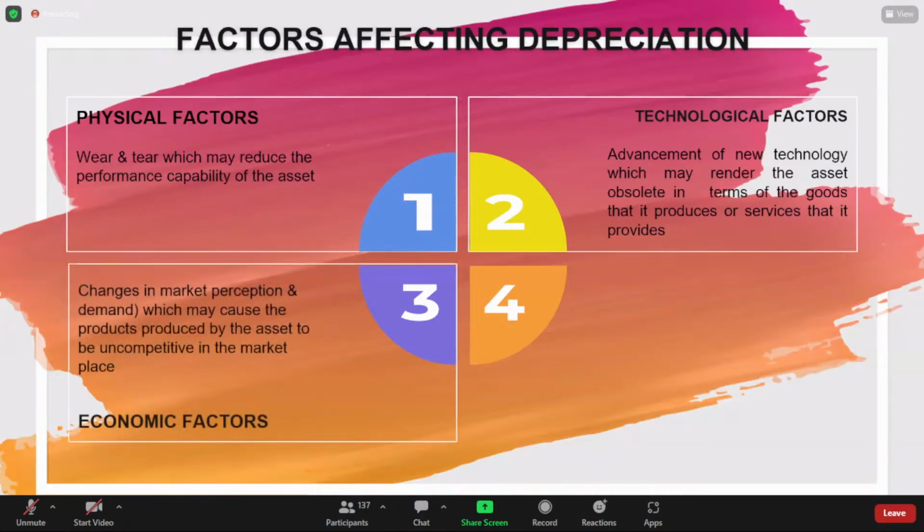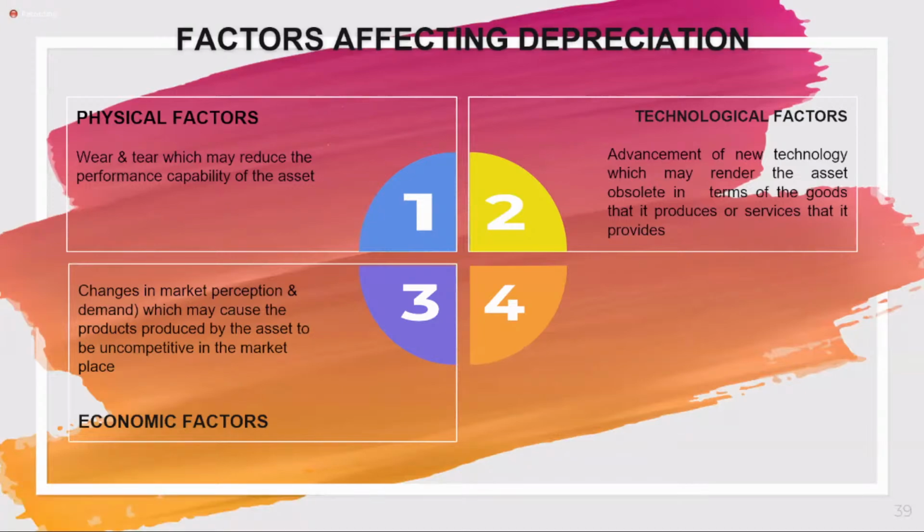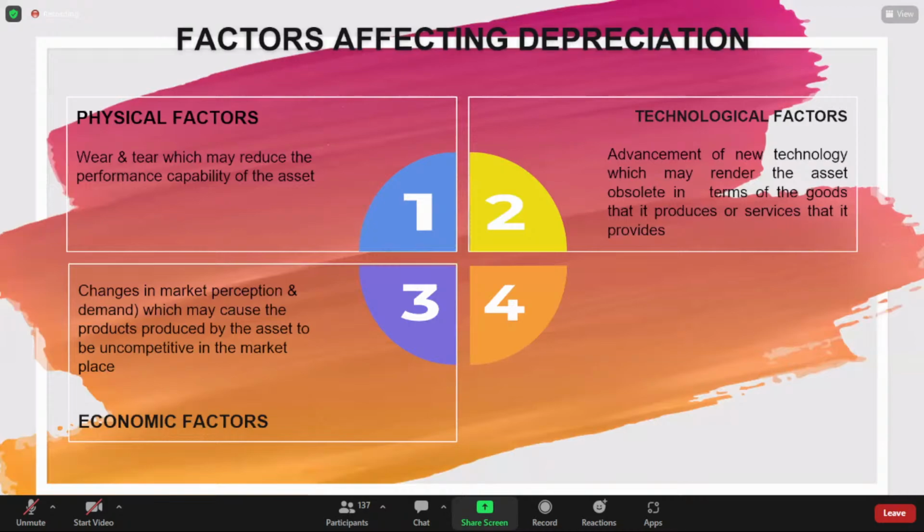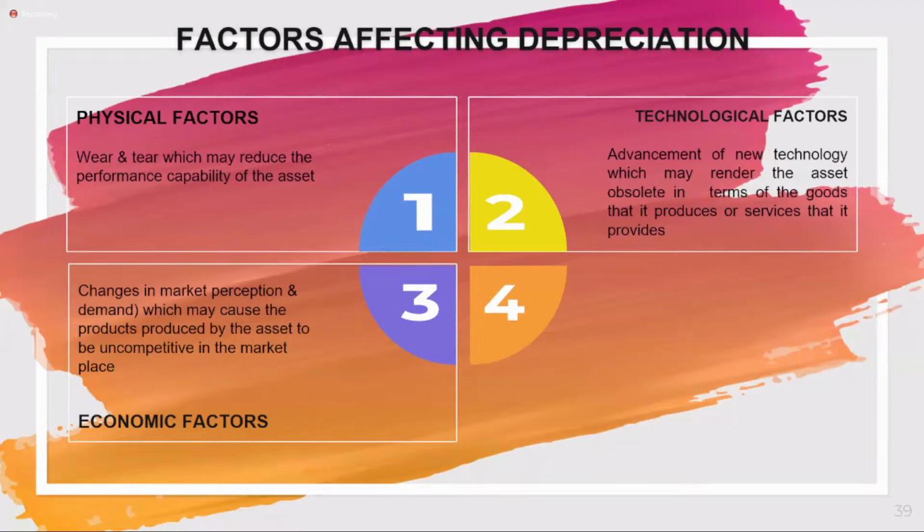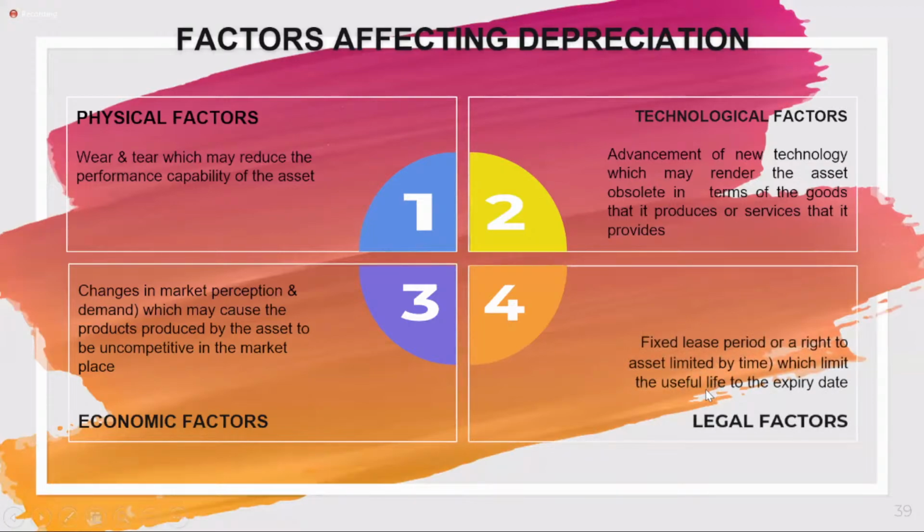Okay. Economic factors, changes in market perception and demand which may cause the product produced by the asset to be uncompetitive in the marketplace. So satu ketika dulu produk ini memang laku. Sekarang ni sudah tak ada orang nak beli. So that will be the demand. The public won't demand for the product anymore. So it will be part of the factors affecting.